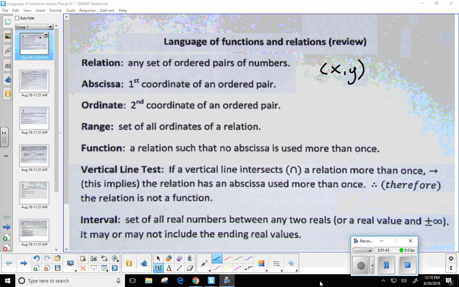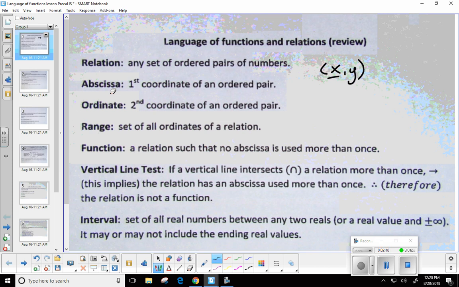So the first one being abscissa. It's the first coordinate of an ordered pair. So really that's the fancy way of saying it's your x value. It's an element of your domain. While an ordinate is the second coordinate of the ordered pair, so that's an element in your range. So an abscissa is the x value, an ordinate is the y value, okay? Now range is the set of all ordinates of a relation, okay?